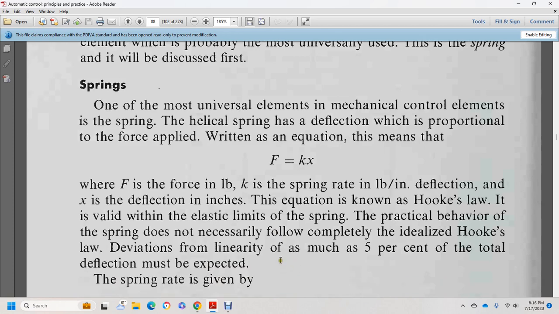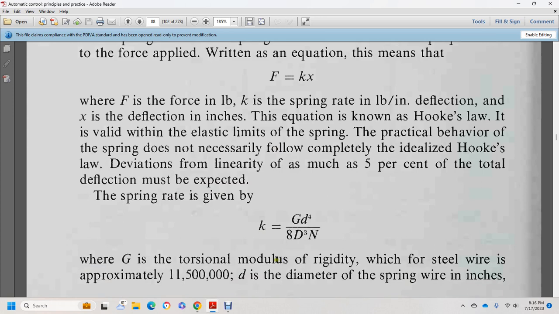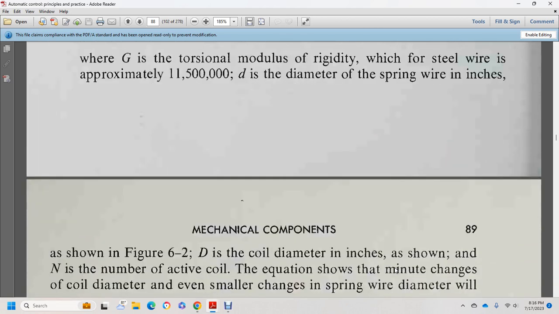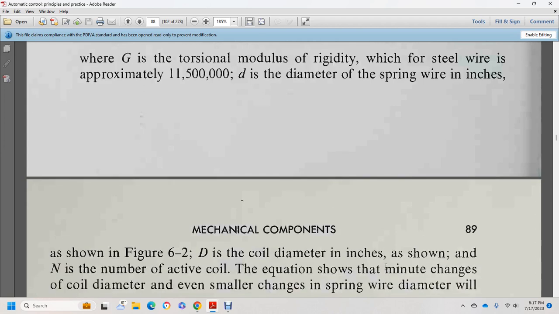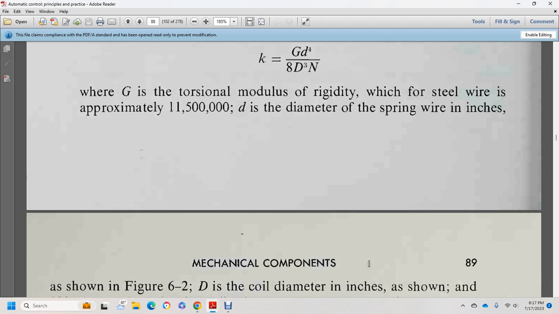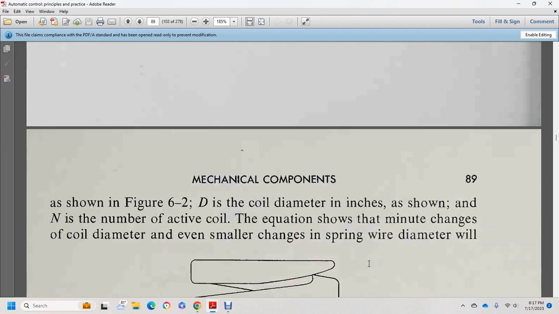The total deflection must be expected. The spring rate K, in pounds per inch, is equal to G, the torsional modulus of rigidity, which for steel wire is approximately 11.5 million, times d to the fourth, where d is the diameter of the spring wire in inches, divided by 8 times D to the third, where D is the coil diameter in inches, times N, the number of active coils.